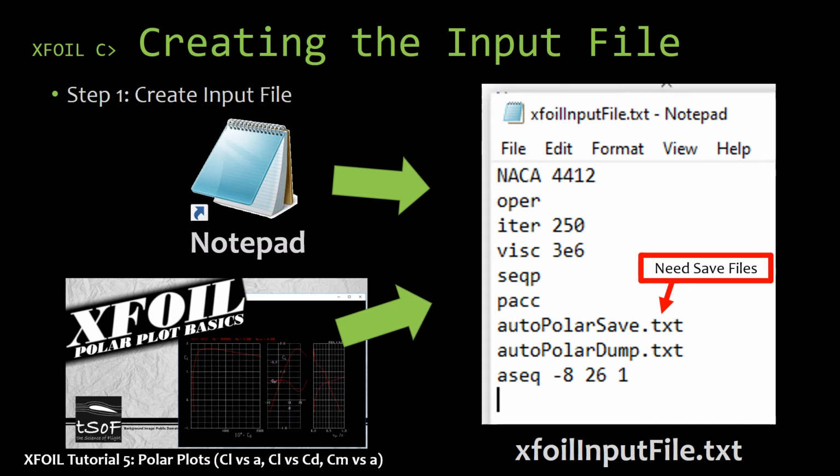And then, of course, we're going to do a sequence of airfoils. So I'm going to type in the command ASEQ, and then a space, and then my starting angle of attack of -8, then a space, and then the final angle of attack of 26, and then a space and the increment of 1. After that, go ahead and hit enter. I like to make sure that I've hit enter enough times so that my cursor ends on a new line, just so I make sure that when it's reading it reads in that last command as well.